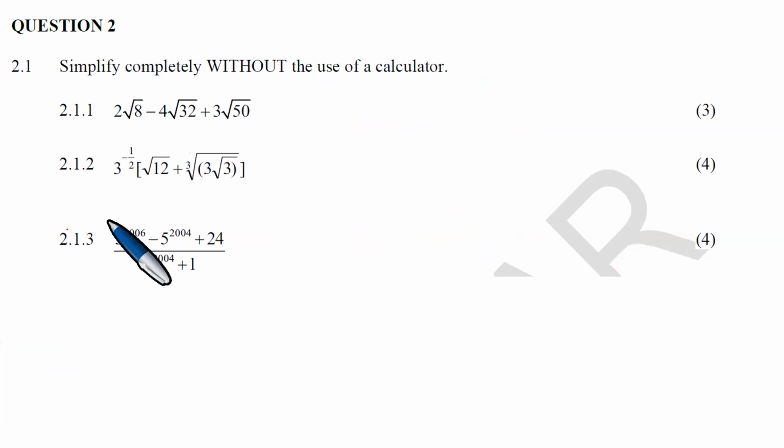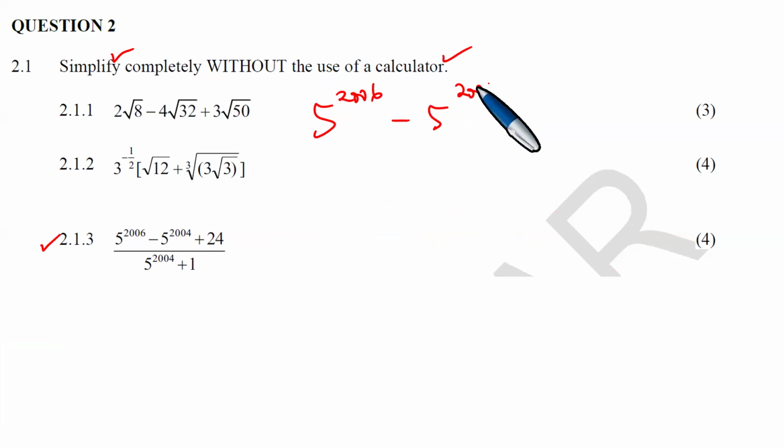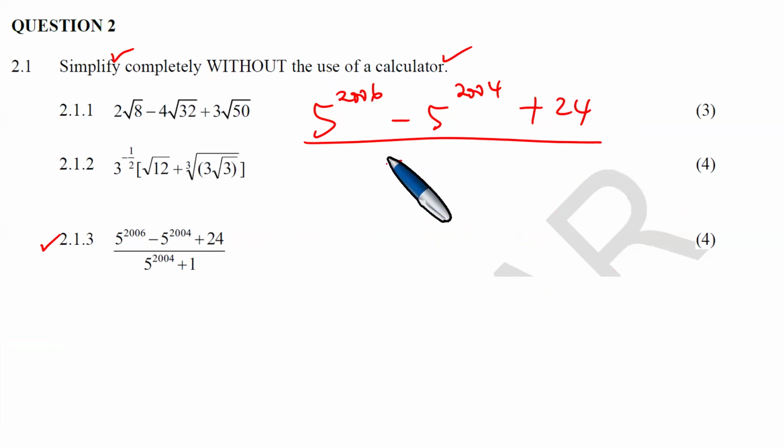The next question involves higher powers, so you need to make sure you understand what to do with the higher powers. The examiner says you need to simplify completely without the use of a calculator, so the use of a calculator is prohibited here. And what do we do? If you have 5 to the power 2006 plus 24, all over 5 to the power 2004 plus 1, you need to simplify this without use of a calculator.